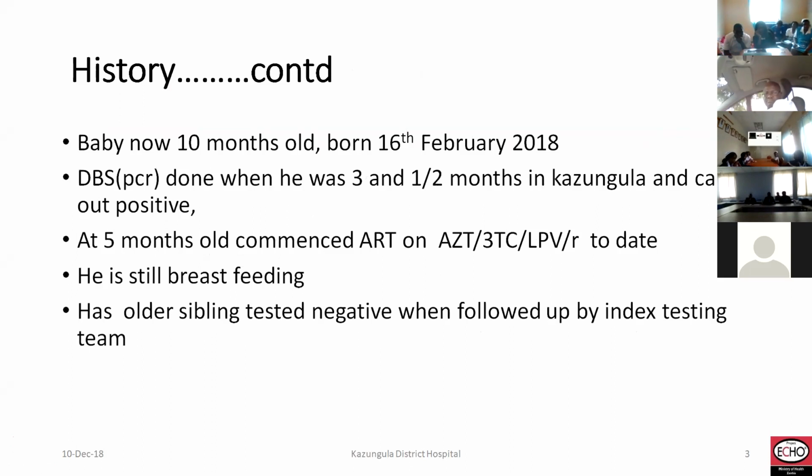The baby is now 10 months old, born on 16 February 2018. DBS was done when he was 3.5 months at Kazungula, and it came out positive. At 5 months, he was commenced on ART, on the regimen AZT, 3TC, and Kaletra, up to date. He is still breastfeeding, as we still discuss. He has an older sibling who tested negative when followed up for index testing.